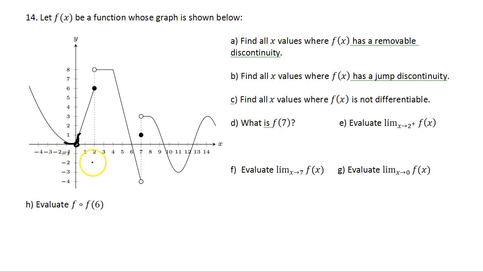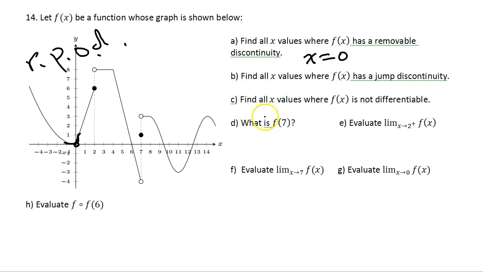Those are removable discontinuity, and people also call this open circle a ROPOD, removable point of discontinuity. That's why this is called that. So this is the only removable discontinuity. So x equal to 0 is the removable.